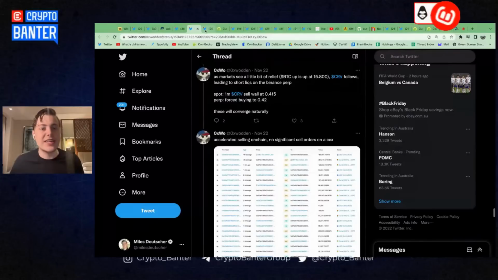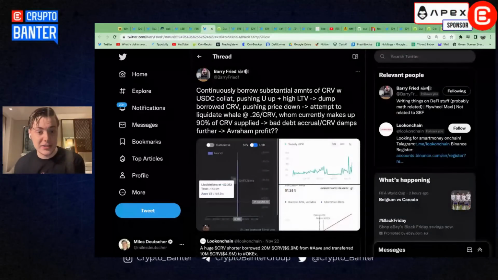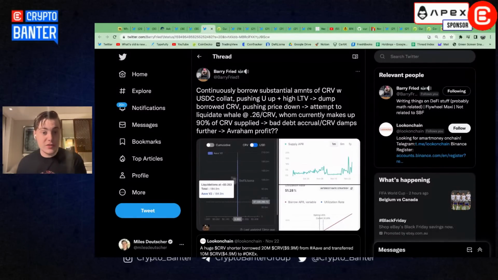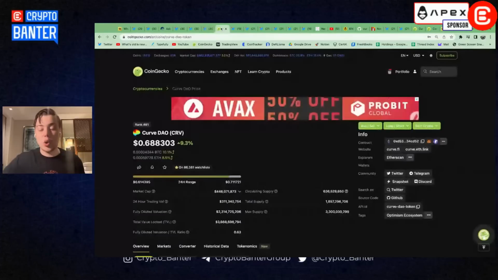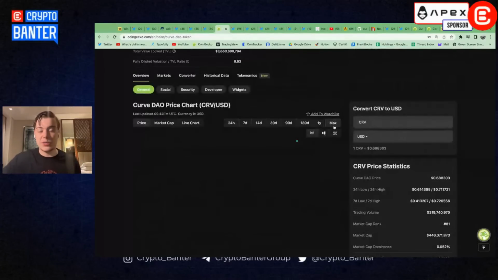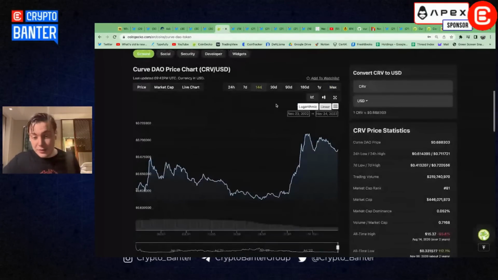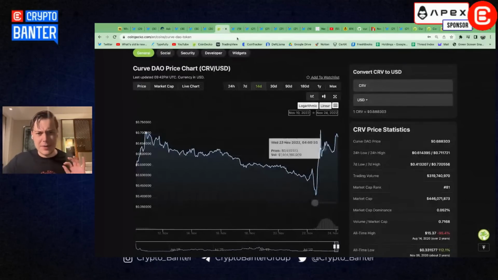Barry Fried summarized it as: continuously borrow substantial amounts of Curve with USDC collateral, pushing up a high LTV, so loan to value ratio; dump that borrowed Curve, so push the price down; try to hunt the whale at 26 cents, who currently makes up 90% of the Curve supply, because we know a lot of Curve is locked; bad debt accrual from CRV dumps further, and profit. That was essentially the original plan. But we do see here that a short squeeze was executed on the Curve price. If you look at the Curve price, it responded quite negatively at first, and then we saw a massive rebound.